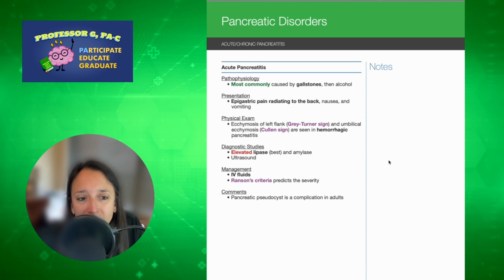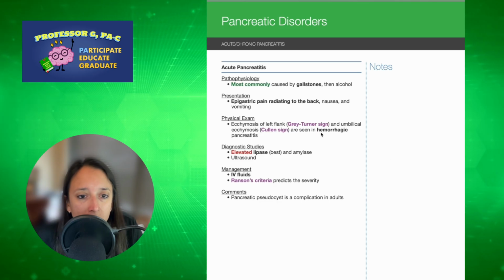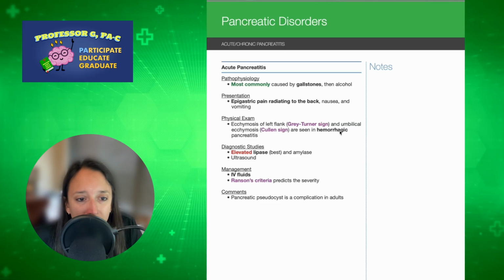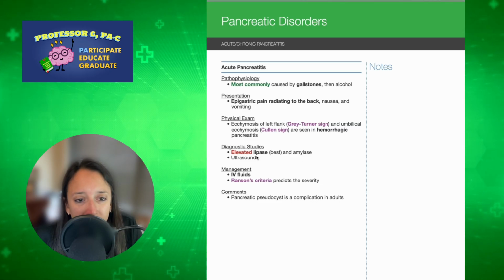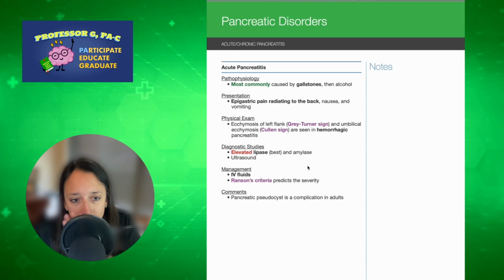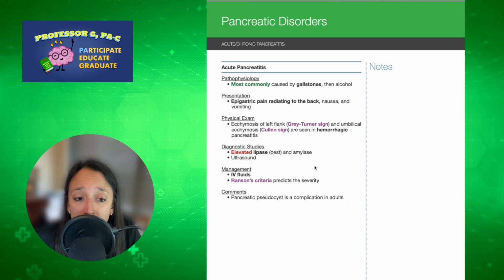In really bad presentations where we have hemorrhagic pancreatitis, we'll see these signs. We'll see Grey Turner's, which is ecchymosis of the flanks, and Cullen's, which is ecchymosis of the umbilical area. And we'll look for the elevated lipase, which is better, but we can look at both amylase and lipase. Diagnostic studies, it says here that ultrasound is first, but I've always seen CT being used.